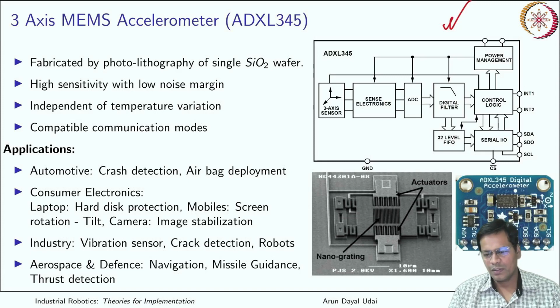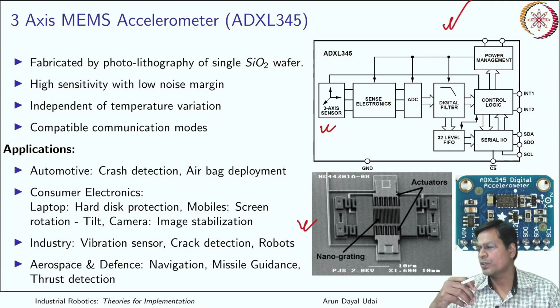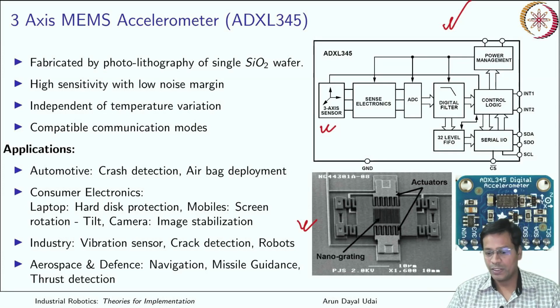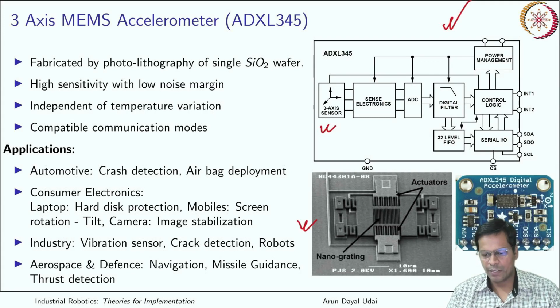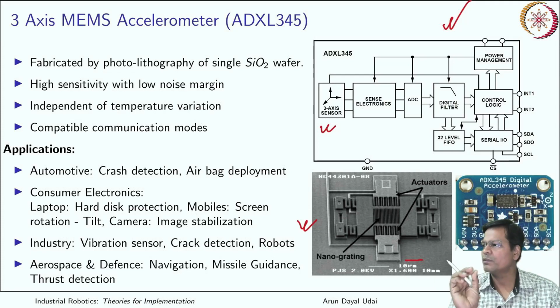So I'll tell you first, let us talk about single axis sensor. If this is a sensor, the sensing element was similar to this. You see how minutely it is constructed using photolithography techniques on a single SiO2 wafer, silicon wafer. It is fabricated using photolithography. Okay, so yes, you see these are really small ones. So overall it is 10 micrometer in size, you can see. So it is a very minute thing.